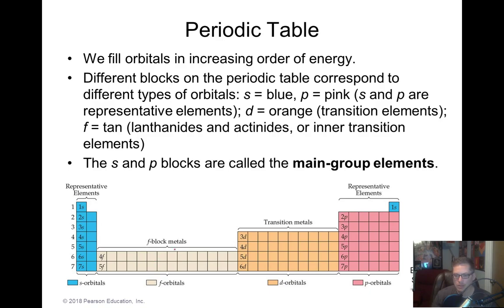If we were going to put the lanthanides and actinides inside the periodic table, it would make our periodic table way longer. So this F block is usually written down below. We usually get the S, the D's, and then the P's, and then the F is kind of off. But if we were going to write it all out, it would look like this.